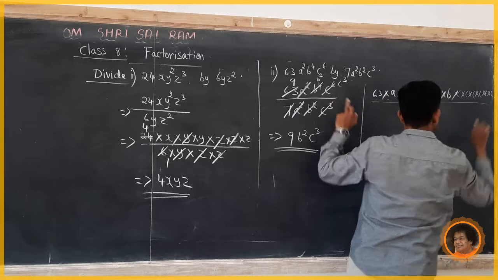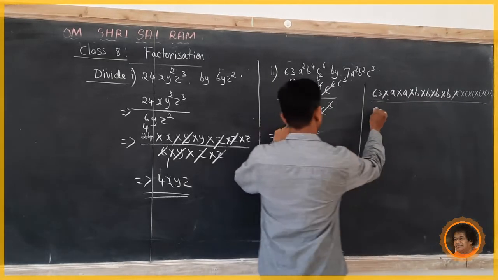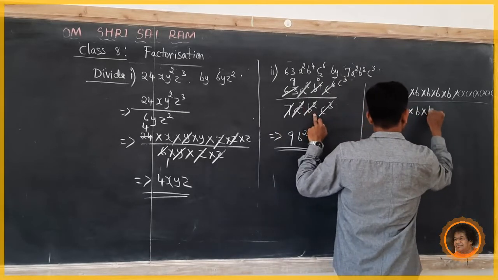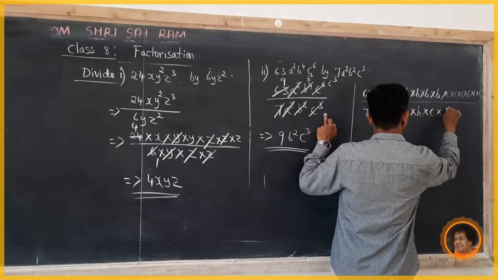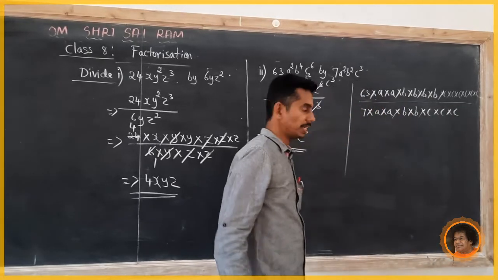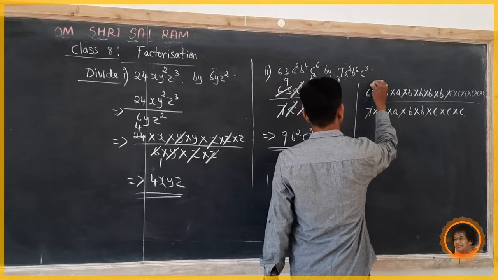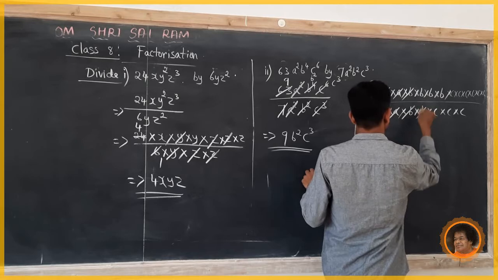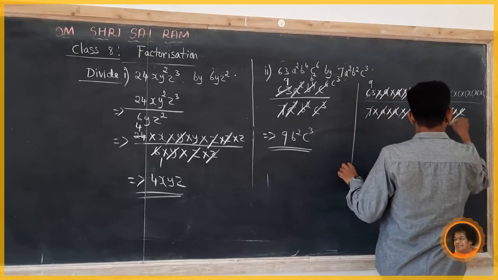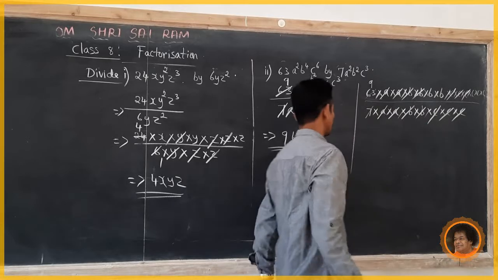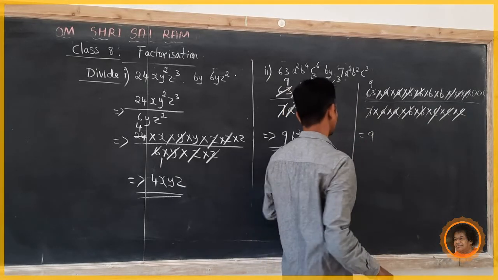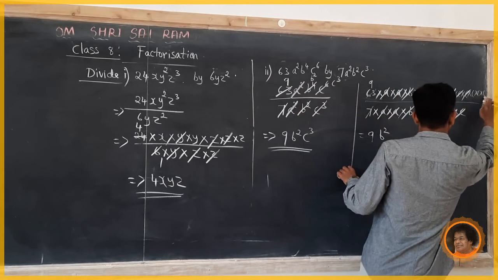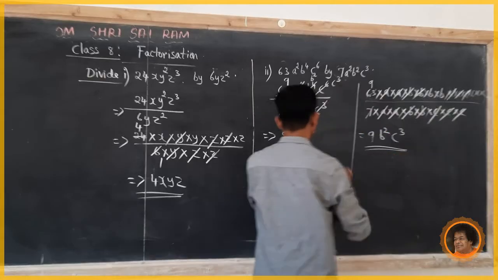It is divided by 7 a into a, b squared means b into b, c to the power 3 means c into c multiplied thrice. So 7 ones are 7, nines are 63, a cancel, then b and b cancel, c cancel. Now c 3, 1 2 3 cancel. What is the answer? The answer is same, that is 9, b into b, that is b squared. C is multiplied thrice, so it is c cube, 9 b squared c cube.